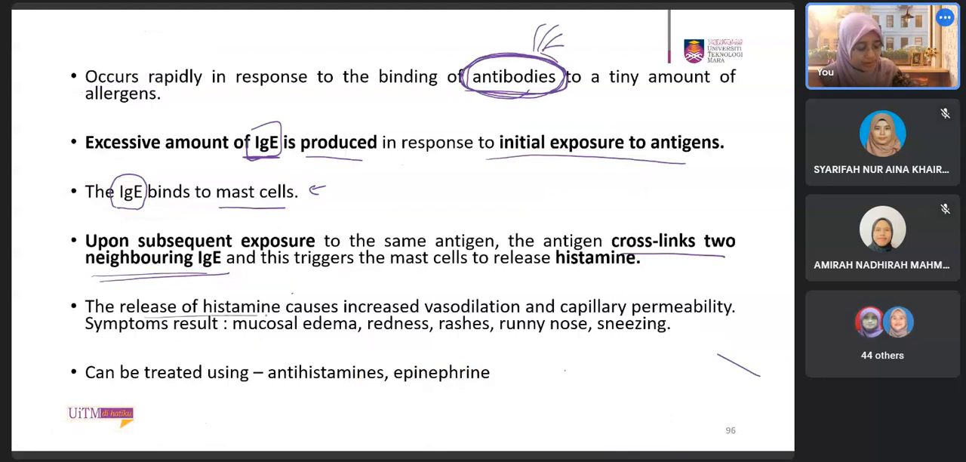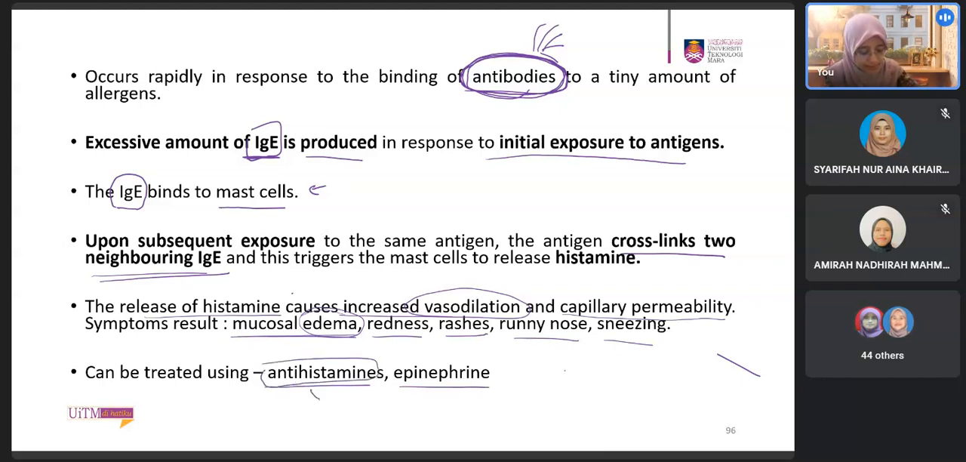Okay, so the release of histamine causes increased vasodilation and capillary permeability. Kita belajar inflammatory hari tu, kan? So vasodilate, bring more blood to this infected area. So it also increases the permeability of the blood capillary. So fluid from the blood flows out of the blood capillaries, causing edema, swelling, macam tu, kan? So the vasodilation and capillary permeability cause mucosal edema, redness, rashes, runny nose, sneezing. So this is the symptom of a person having allergic reaction. Okay, so it can be treated using antihistamine and epinephrine.